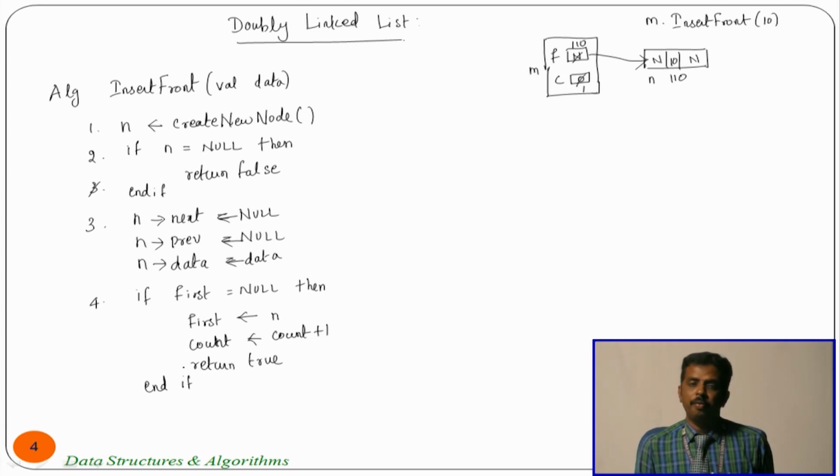So this is for when the newly created node is going to be both the first and last node. Okay. So this is the status if the list contains only one node. That node's first field as well as the last field both will be null.